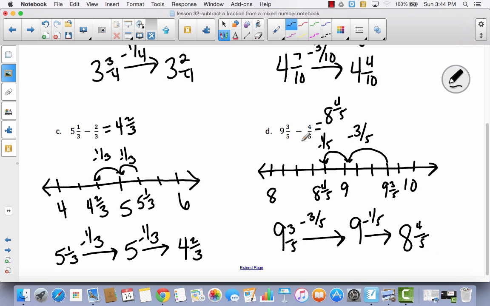Again, I want you to be thinking about which of these strategies, the number line or the arrow way, makes the most sense to you. You have to think about that yourself. Which of these do I understand? Which of these can I comfortably do all by myself?